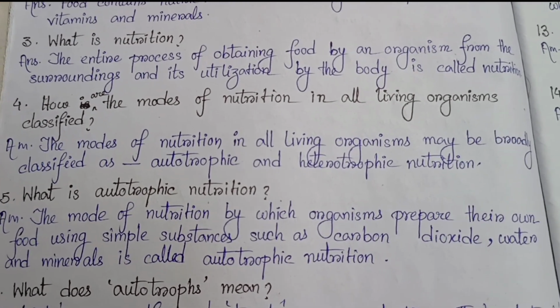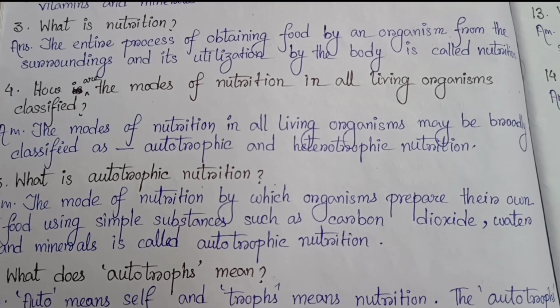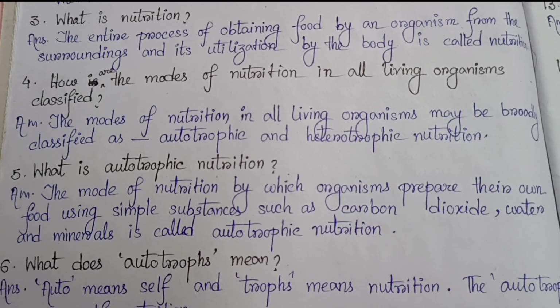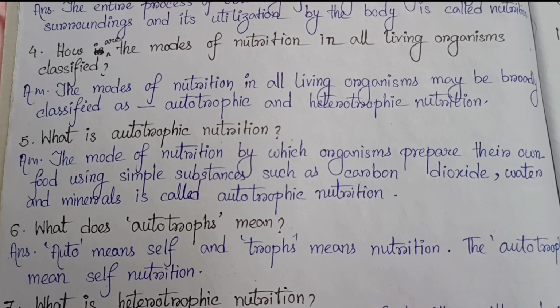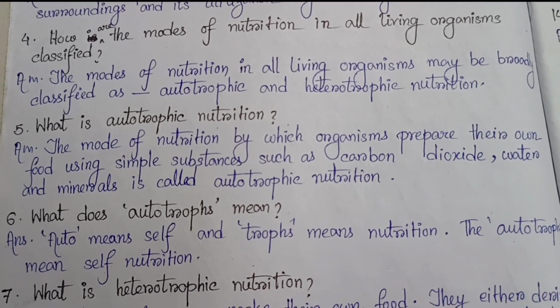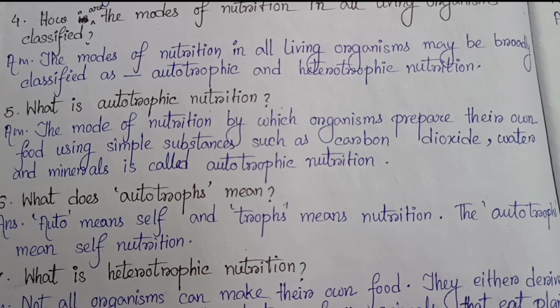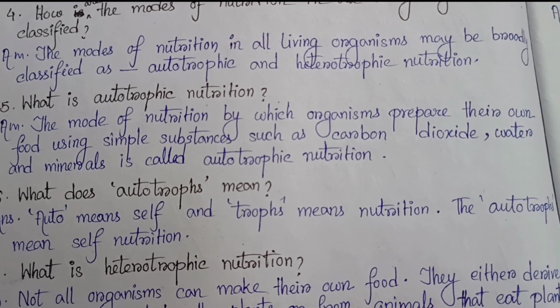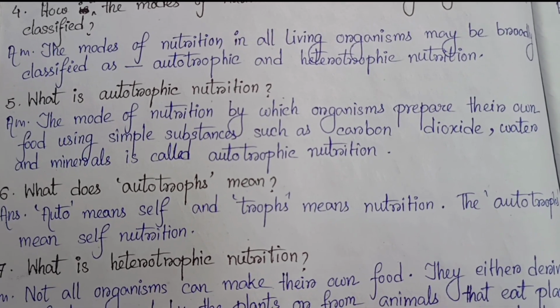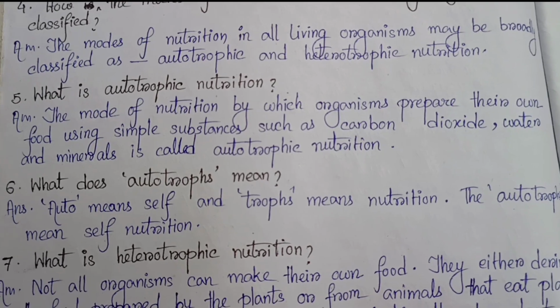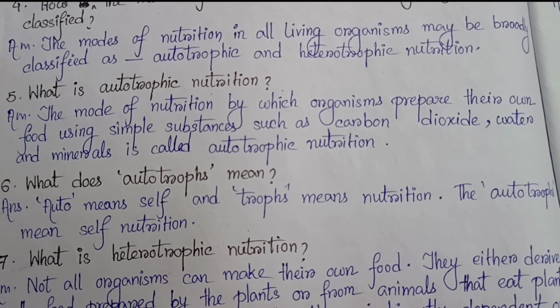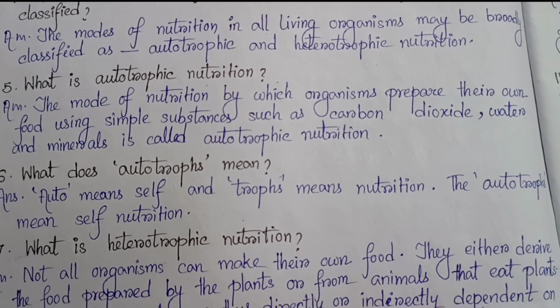Number 4, how are the modes of nutrition in all living organisms classified? The modes of nutrition in all living organisms may be broadly classified as autotrophic and heterotrophic nutrition. Number 5. What is autotrophic nutrition? The mode of nutrition by which organisms prepare their own food using simple substances such as carbon dioxide, water, and minerals is called autotrophic nutrition.